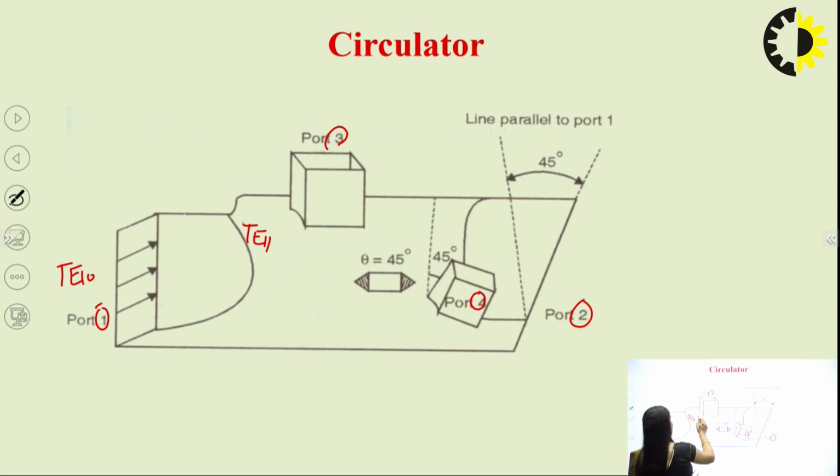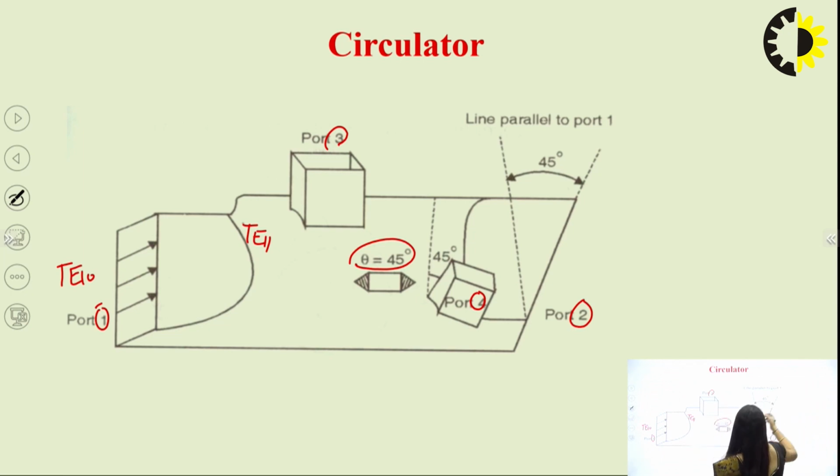And this port is placed perpendicular, and here one ferrite rod is taken which is at an angle of 45 degrees, and port number 4 is at 45 degrees, and port number 2 is again at 45 degrees, or we can say this line is parallel to port number 1. If we compare the position of port number 1 and 2, port number 2 is at 45 degrees compared to port number 1. So first we will discuss how it works.